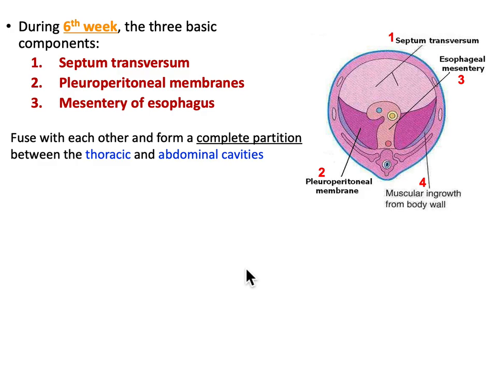Now, of course, I would like to say that if you read from the medical embryology, Langman's or Sadler's, there is a kind of variation in the ultimate development of the septum transversum. But of course, we are following both of them, and in this one, I took it from Before We Are Born embryology, Moore, right? Anyway, during the sixth week, the three basic components, septum transversum, pleuroperitoneal membranes, and the mesentery of the esophagus, close and form the diaphragm that separates the thoracic cavity from the abdominal cavity.